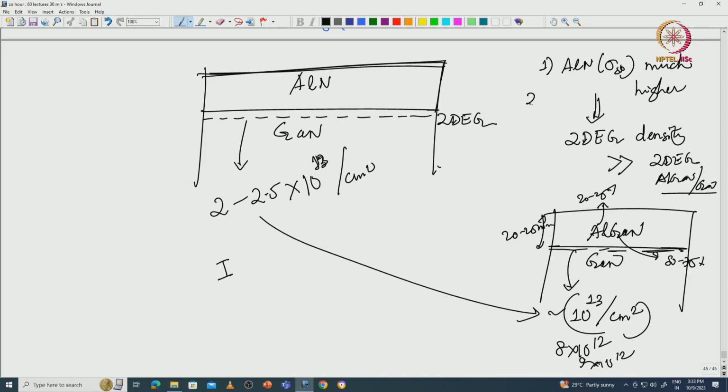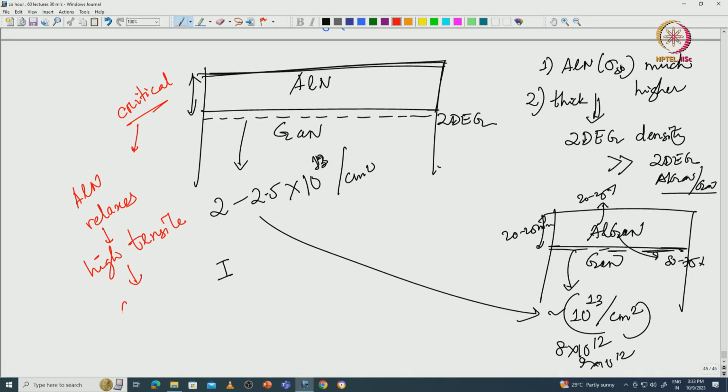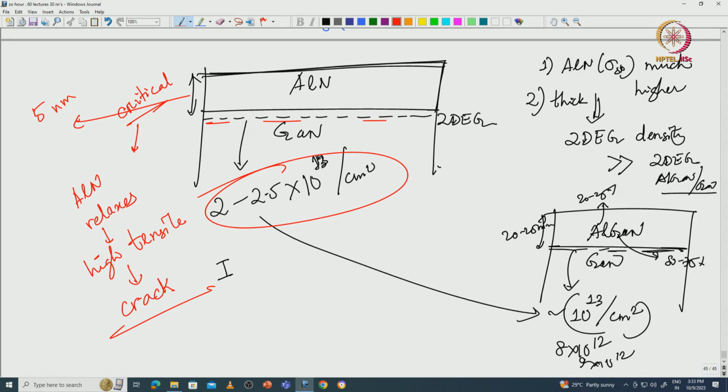Well, the second point to keep in mind is the thickness. This AlN cannot be as thick as that of GaN because of the critical thickness before it cracks. If AlN relaxes, it is a very high tensile stress. So, what will happen is that it will crack. So, you cannot grow this more than around 4 to 5 nanometer, no more, okay. So, you can get very high density of 2D electron gas, but the barrier is thin.